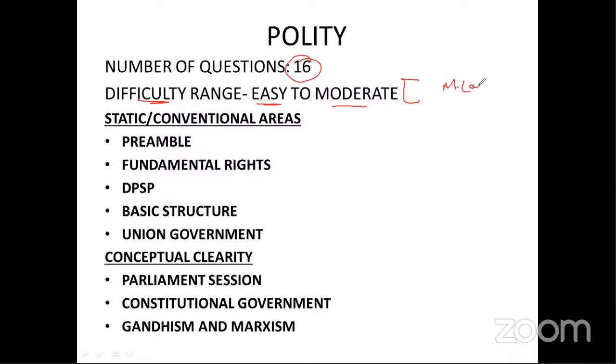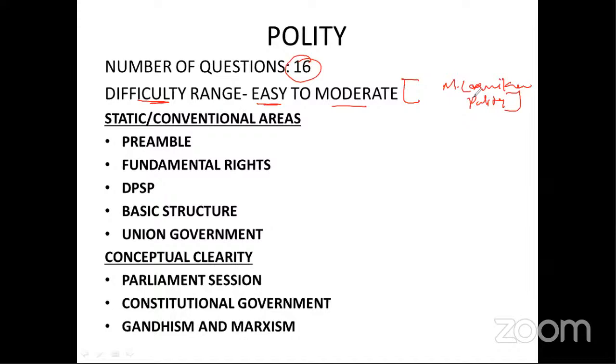In the sense that if you read a standard book, for example M Lakshmikant's polity book, thoroughly, and you focus a little on current affairs, meaning political news, like the amendment procedure of any bill introduced in the parliament. If you know the different sessions of the parliament, if you know the anti-defection law that is always in the news, if you know some important constitutional posts like speaker, president, their impeachment, how their appointment happens.